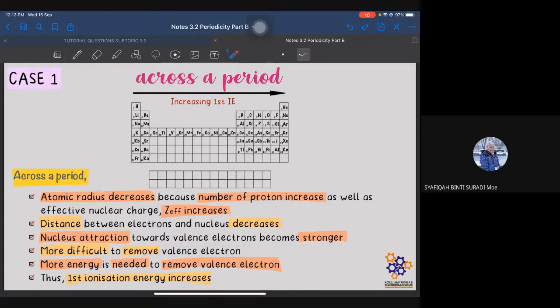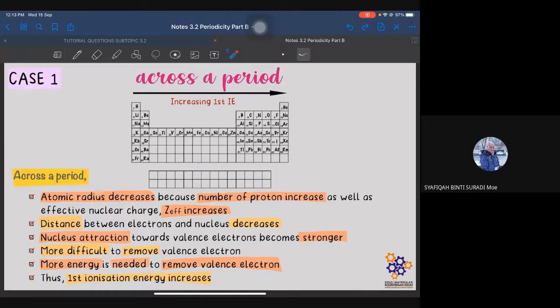Okay, so bila attraction lagi kuat, more stronger, more difficult to remove the valence electron. So bila lagi susah, lagi perlukan banyak energy. So more energy is needed to remove the valence electron. Okay, thus first ionization energy increases from left to right across the periodic table. Okay, so itu untuk across the period lah. Okay, IE increase. Dia ada kena mengena dengan ZEF, factor ZEF dan juga atomic radius.